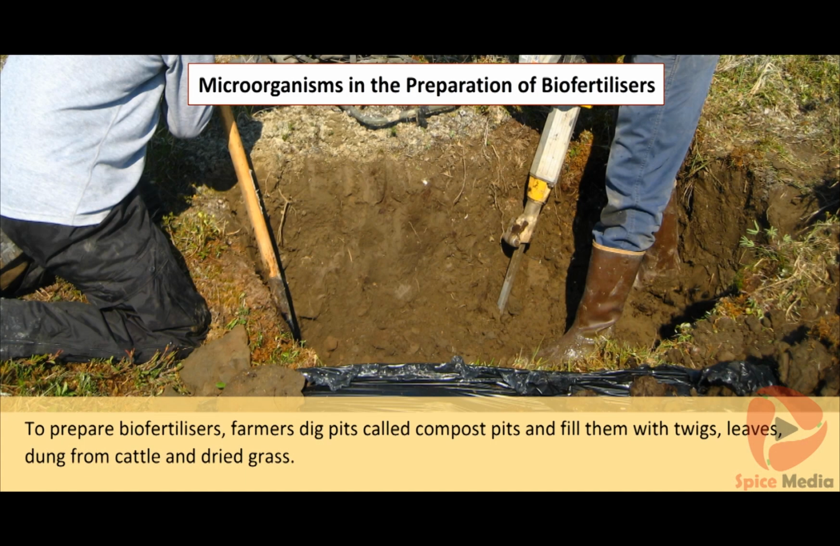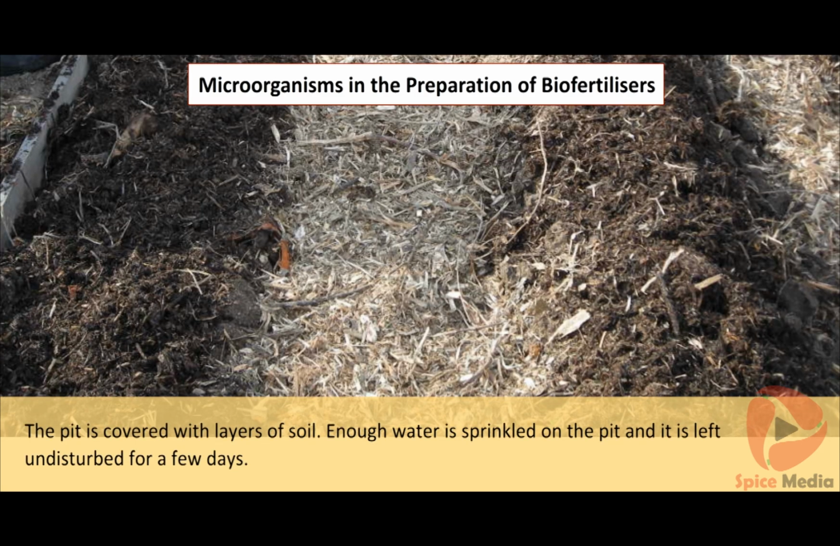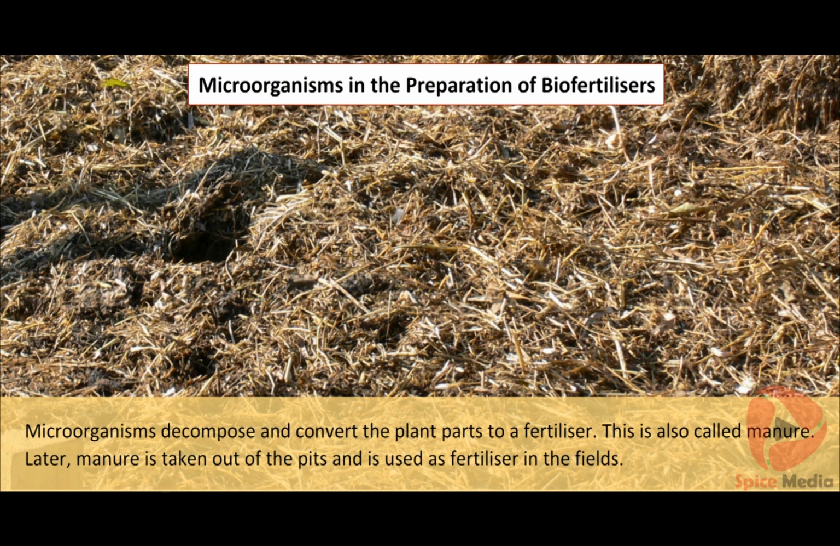To prepare biofertilizers, farmers dig pits called compost pits and fill them with twigs, leaves, dung from cattle, and dried grass. The pit is covered with layers of soil. Enough water is sprinkled on the pit and it is left undisturbed for a few days. Microorganisms decompose and convert the plant parts to a fertilizer. This is also called manure. Later, manure is taken out of the pits and is used as fertilizer in the fields.